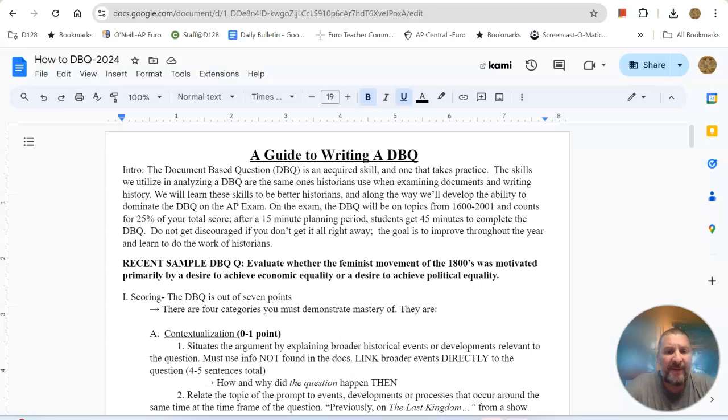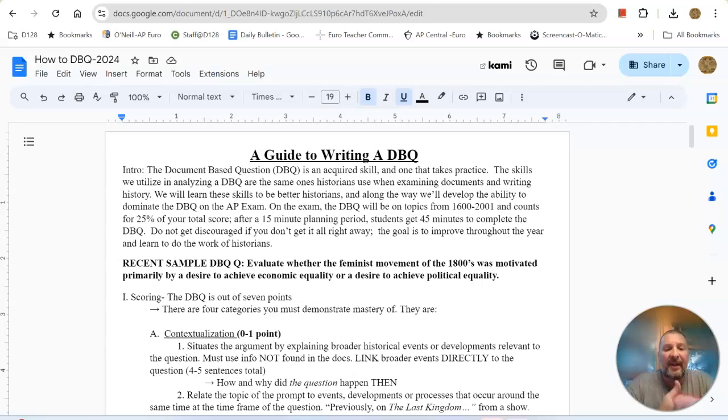on the AP exam. On the exam, the DBQ will be on topics from 1600 to 2001, so not the very beginning and not the very end of the class. It counts for 25% of your total score. After a 15-minute planning period, students get 45 minutes to complete the DBQ. We're going to do a lot with that planning period. Don't get discouraged if you don't get it right away. There's a lot of skills that we're going to be working on, and the goal is to improve on them throughout the year and learn to do the work of historians.